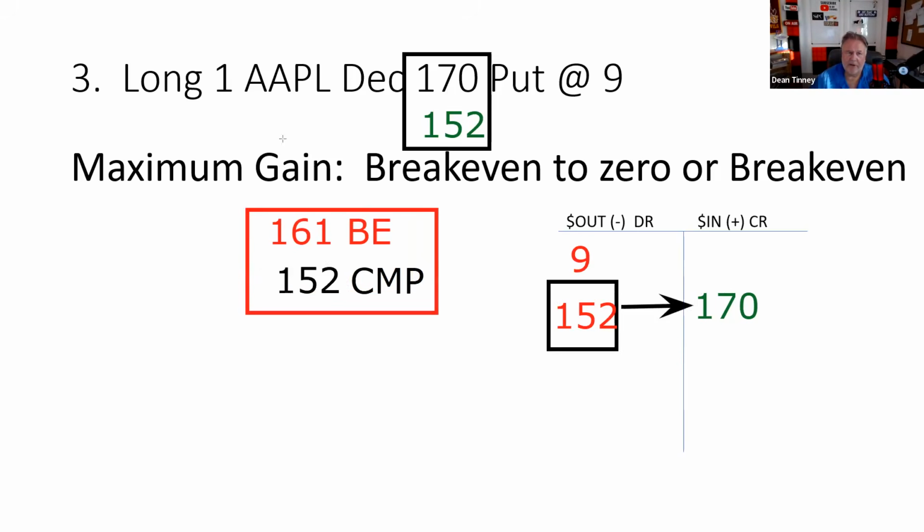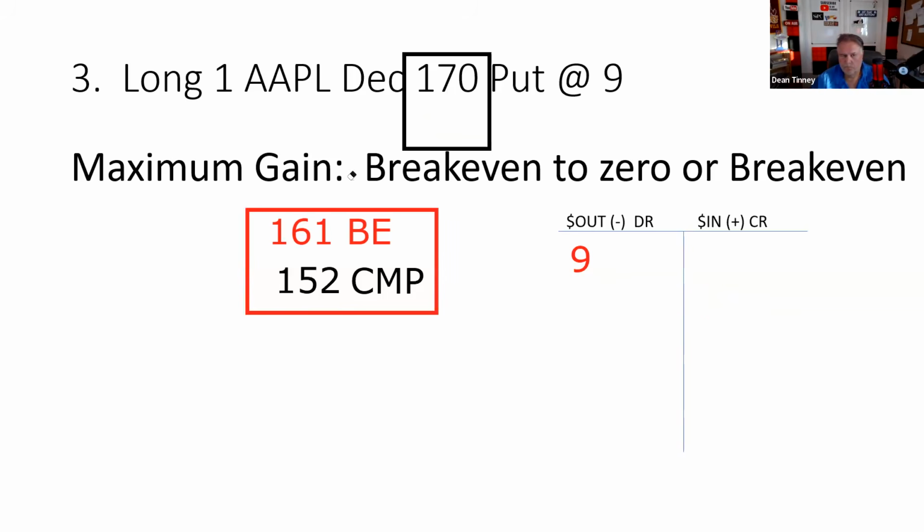All right, so this is actually the same question, but different phraseology. Yeah, it's trying to get comfortable with the phraseology. So here we go again, test phraseology. Your customer goes long one Apple December 170 put at 9 when Apple's at 172. Several weeks later, so now it's not expiration, Apple is 152.